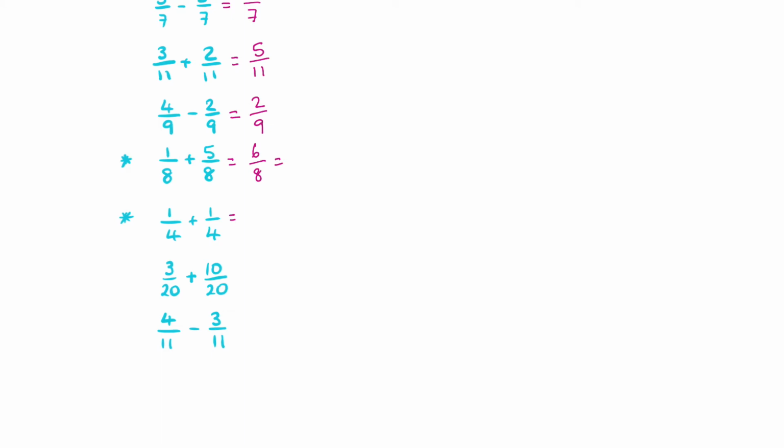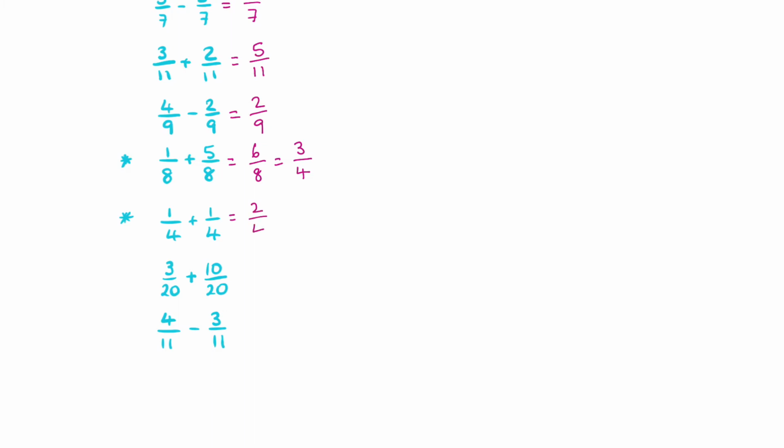So if we divide top and bottom by 2, 6 divided by 2 is 3, 8 divided by 2 is 4. Okay? So 3/4 is the answer to that one. 6/8 isn't wrong, but you should make it in its simplest form. Okay? Now, the next one, 1/4, add 1/4.